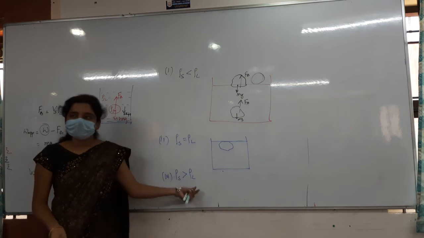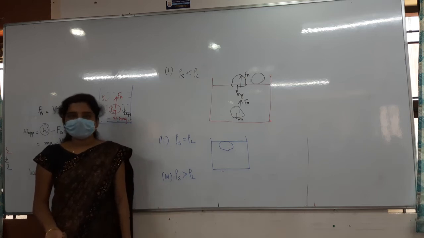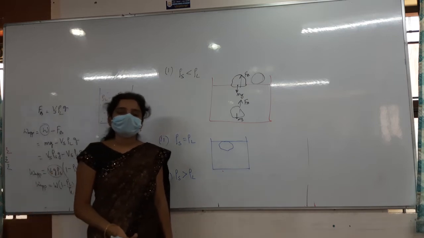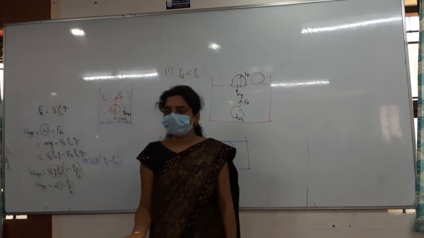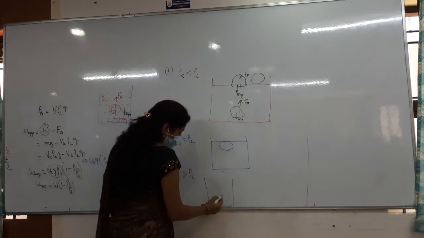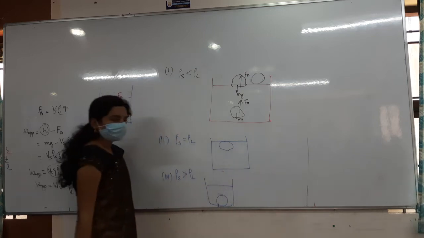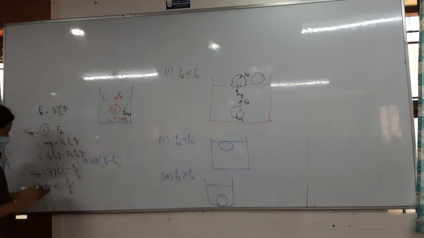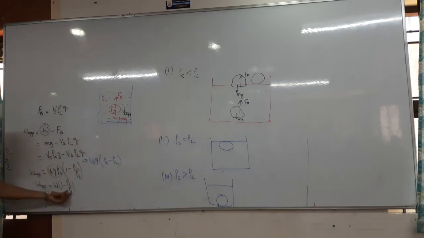A body having more density than the fluid sinks, right? If I take an iron ball, otherwise a copper ball, in water, the density of water is very much less as compared to the copper density. So what happens? The body will completely sink to the bottom. This is what will happen whenever rho S is much greater than rho L. See here, rho S is greater than rho L, nothing but the denominator is greater than the numerator.